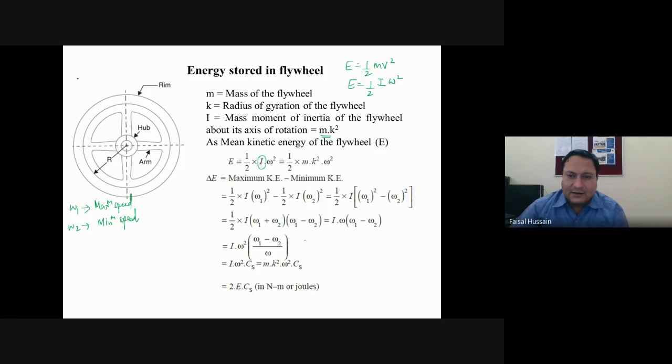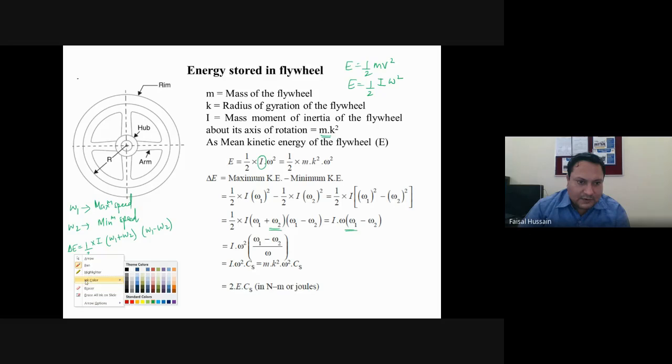Here, it is actually delta E equal to, I am explaining this expression: after this expression, how has this expression come? Half into I, omega 1 plus omega 2, into omega 1 minus omega 2. So first of all, what I will do, for example, is multiply the numerator and denominator by omega.